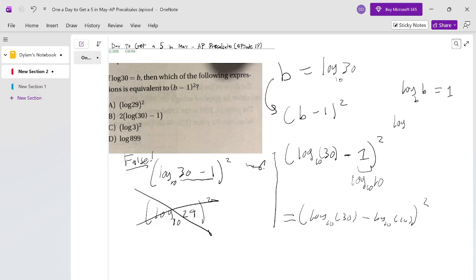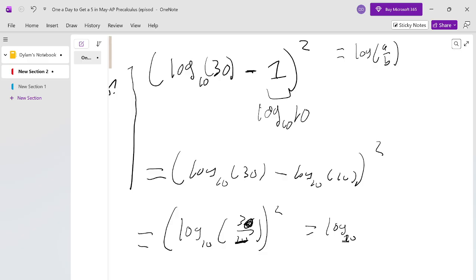And then notice, let me remind you of a logarithm property. Log a minus log b is equal to log of a over b. So this 30 minus that 10, we can condense that into one logarithm, so log base 10, by taking 30 and dividing it by 10 and squaring it. So 30 over 10, that's going to get rid of that 0 there and just turn into a 3. So that's going to be log base 10 of 3 squared.